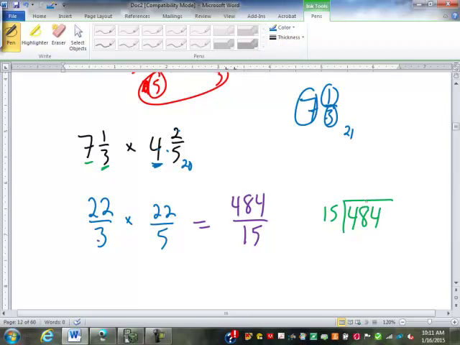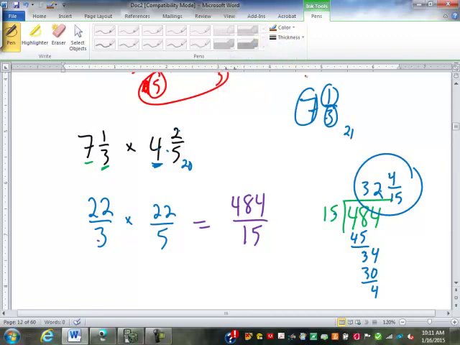But anyway, 15 goes into 48 3 times. That's 45. There's 3 left over. Bring down the 4. 15 goes into 34 twice. 2 times 15 is 30. There's 4 left over. So that's 32 4/15.